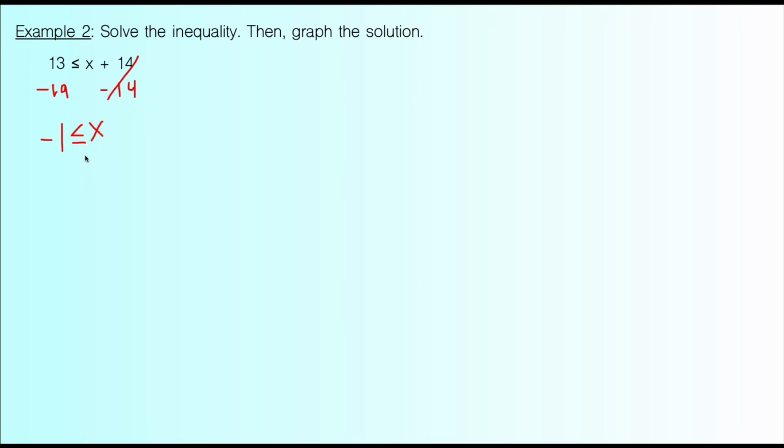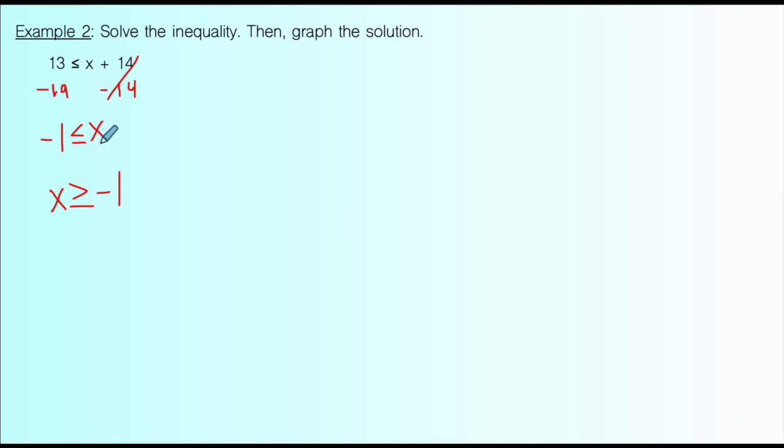And let's read this. What we're saying is that x, I'm actually going to reverse this so that x is first. So x needs to be greater than or equal to -1. And you might be saying, wait a second, you just changed the symbol. I didn't change the symbol, I changed the order.